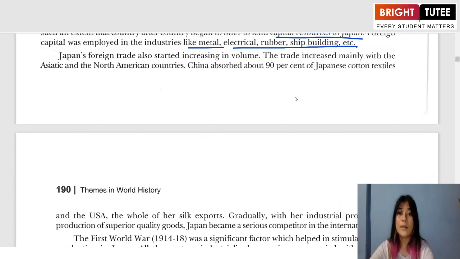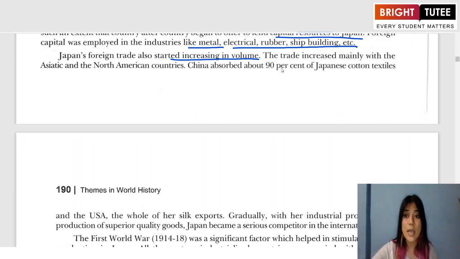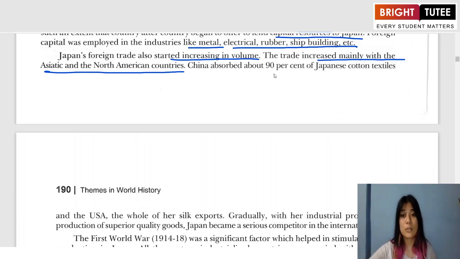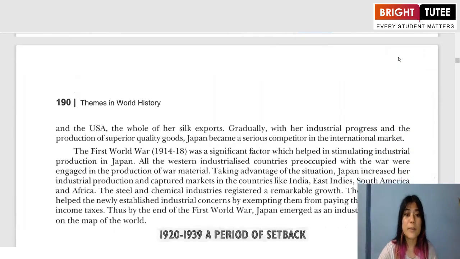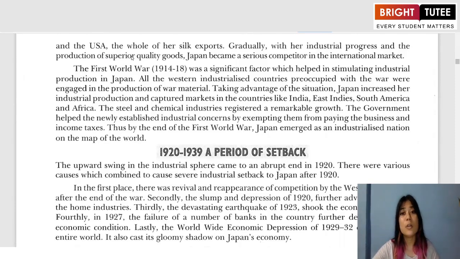Now, as industrial production increased, Japanese foreign trade also started to increase in volume. The trade accelerated mainly with Asiatic and North American countries, between the Asian countries and the North American countries. China took 90% of the Japanese cotton textiles that were manufactured, and the United States of America took the whole of silk produced by Japan.